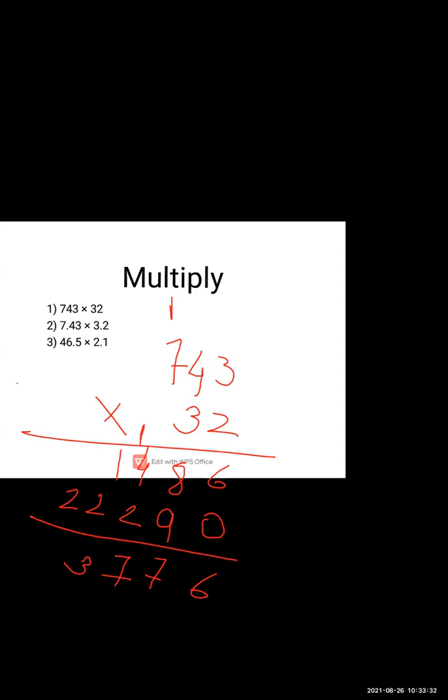So this is a simple multiplication which we are doing. But when you see the second question, okay, see the second question. The same question is there. Question number 1 and question number 2 are the same, but there is a difference in the decimal point. When you do the first question, you will get the simple answer. When you do the second question, you will get the same answer, but you have to only put in the decimal point.